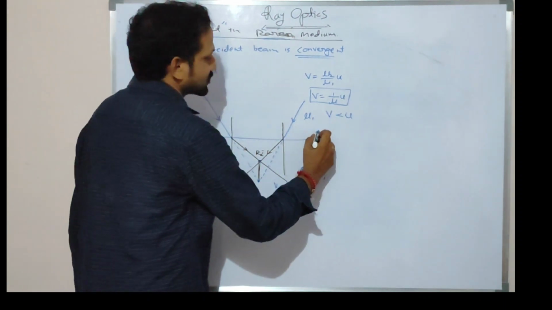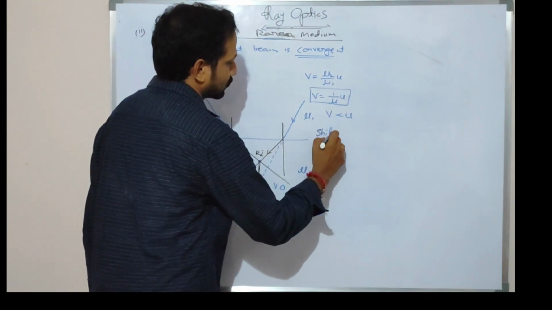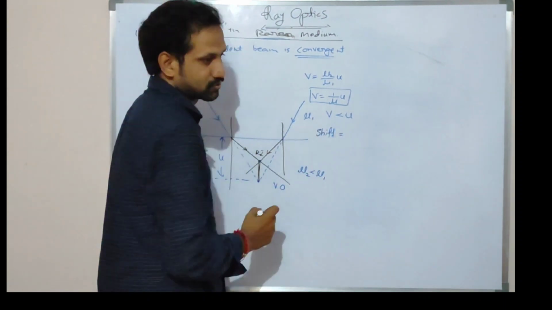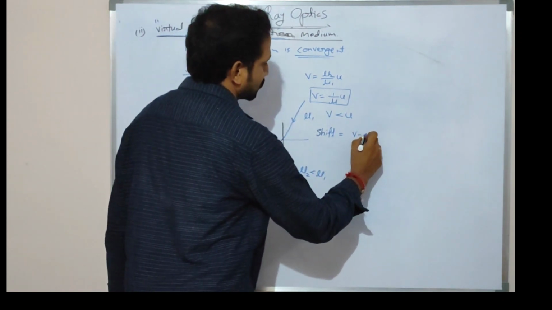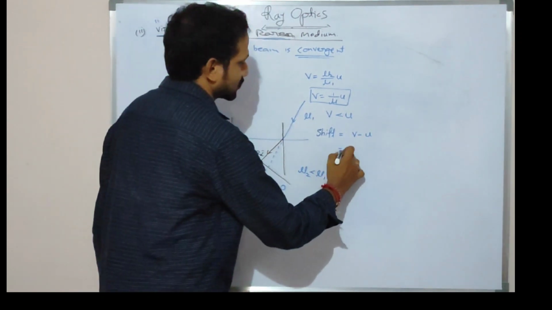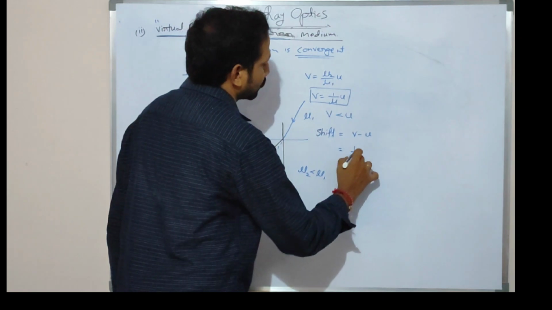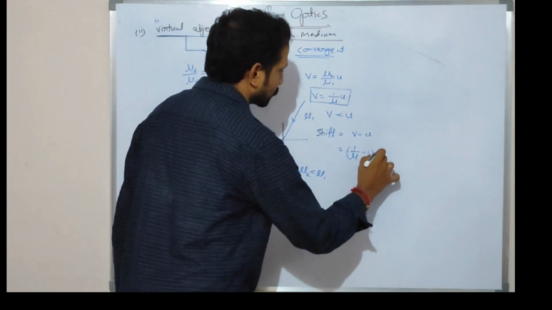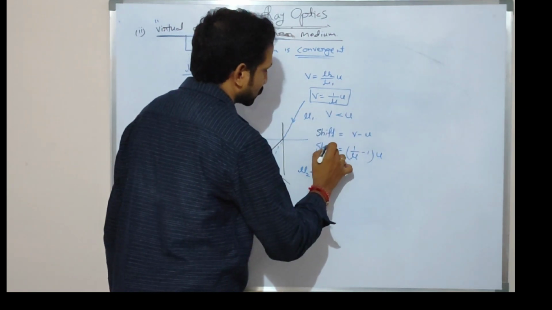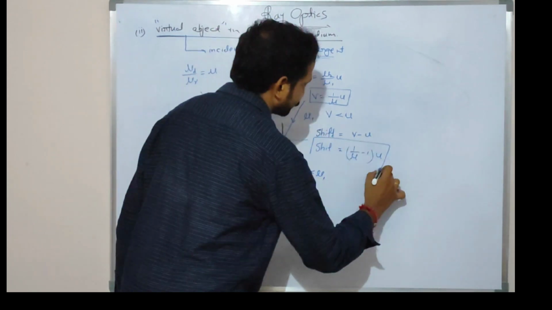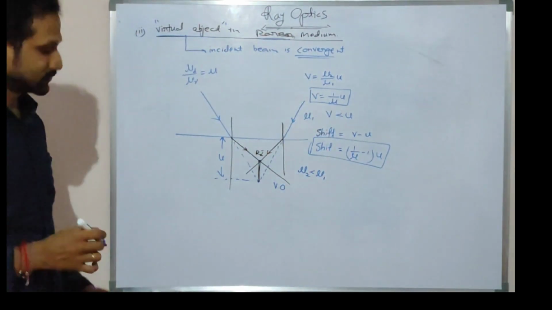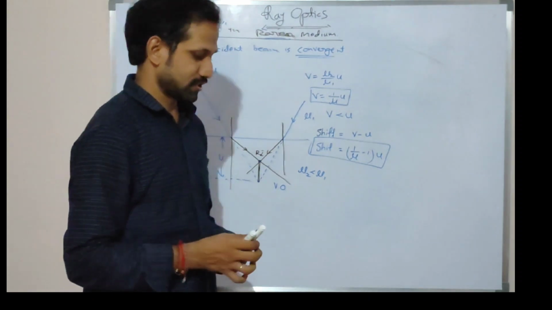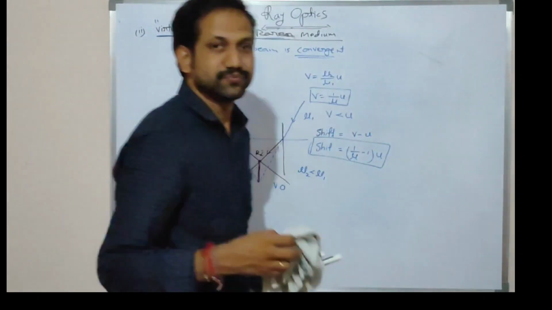So here the shift is going to be the image distance minus the object distance, which equals (1 by mu minus 1) into u. This is the shift. Clear? I think you have understood this.